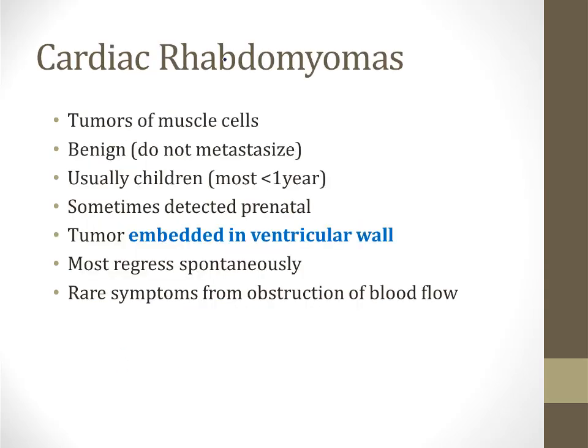Moving on, let's talk about rhabdomyomas. These are tumors of muscle cells. Just like cardiac myxomas, these are benign tumors, meaning they do not metastasize. They usually occur in children, usually in children under 1 year of age. They are sometimes detected prenatally.